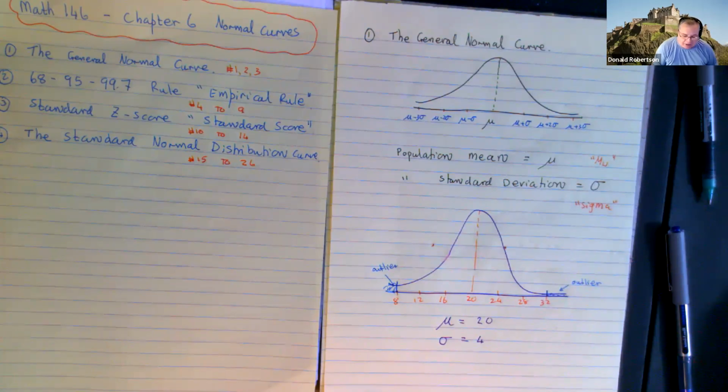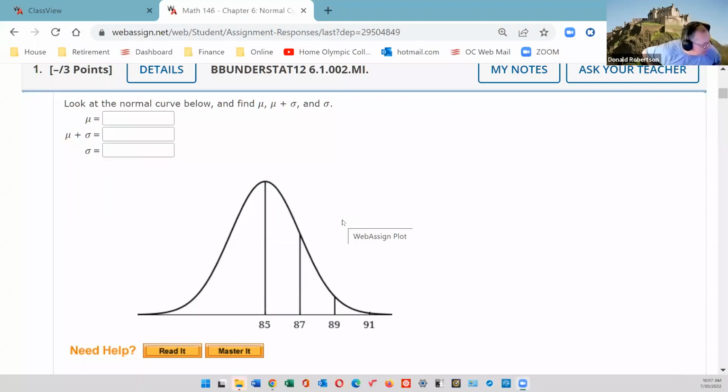Cool. Now, let's show you some homework questions where they kind of take that idea and they ask you questions. So here is a normal distribution, and 85, 87, 89, and 91. If they said to me, what is the mean? Looking at that picture, what number is the mean? Should be pretty straightforward. What number is that mean? 85. 85.